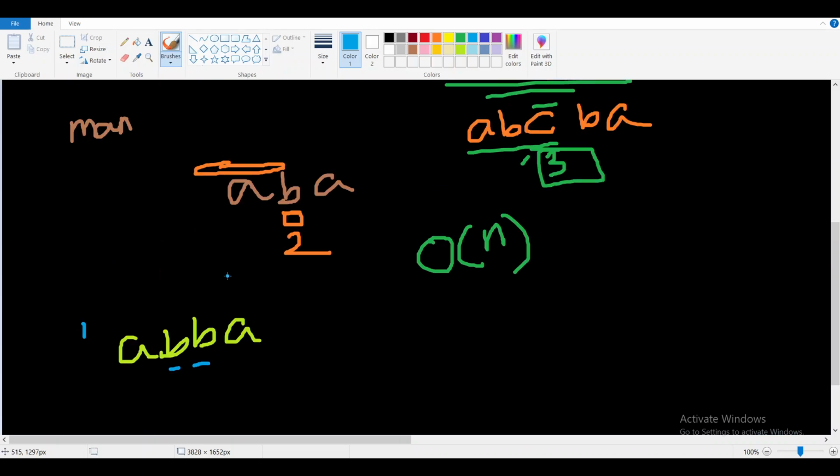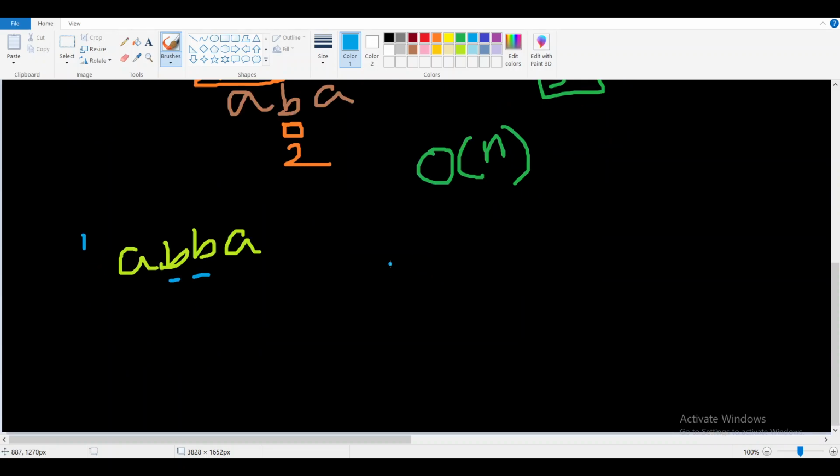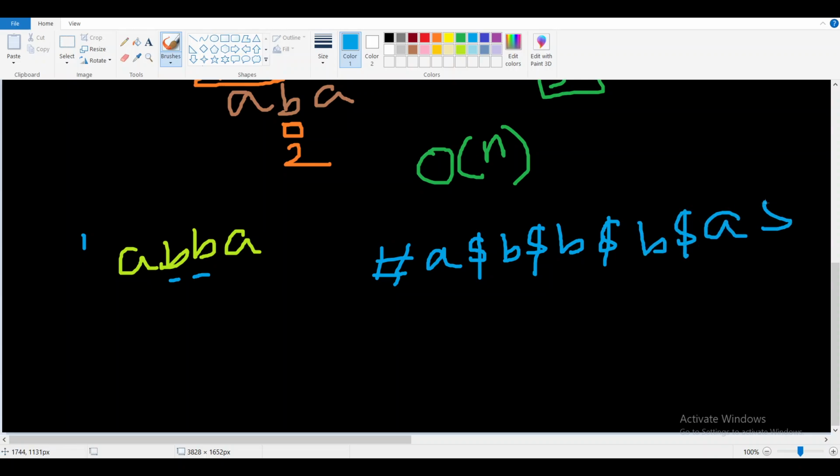That's why we will pad this string with some special characters. Let's say we start this string with a hash, and after that we'll use some delimiter between each and every character. Let's say we use the delimiter dollar. So hash, a, dollar, then b, again dollar, and then again b, dollar, and then again a, and dollar. The hash and dollar are used so that the starting and the ending characters are not the same. That's why we are using this.